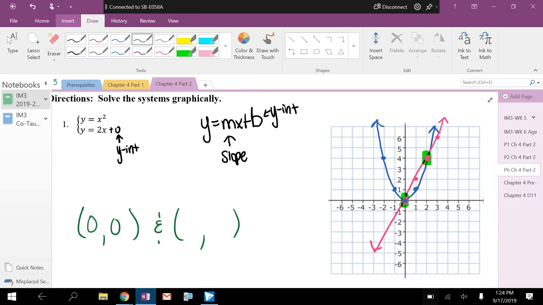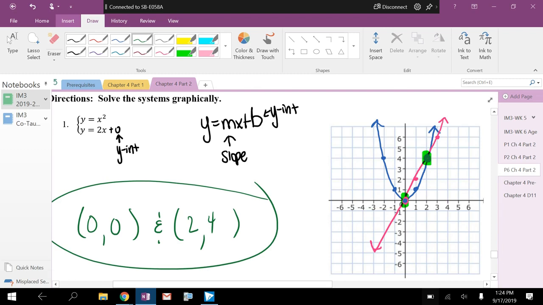2, 4. I heard 4. Okay, good. You're okay. 2, 4, right there, that big dot. And you're done. That would be your answer. Okay. We are not going to do the next one, so you can flip when you're ready so I know you can move on. So that's solving graphically.